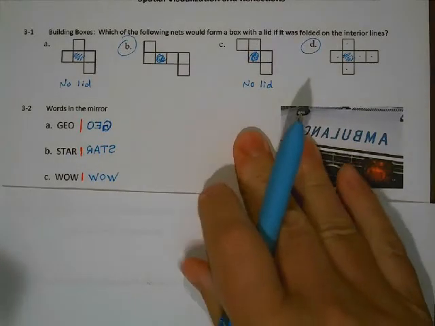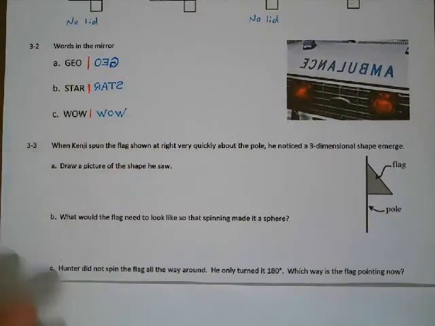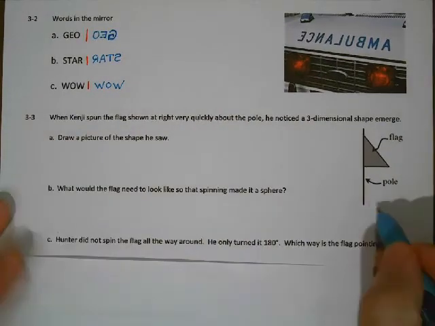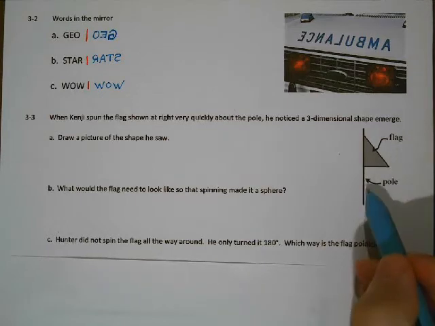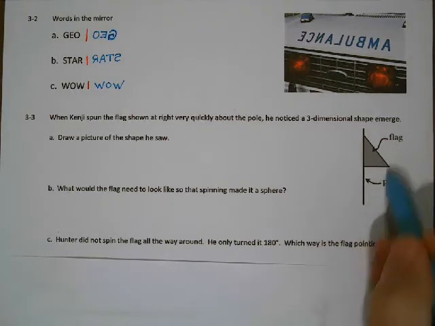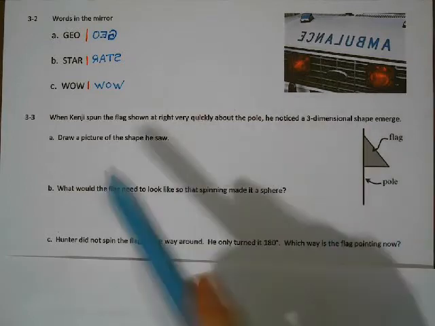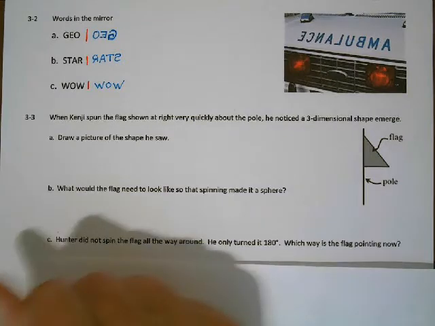All right, let's move on to problem 3-3. All right, so this is a visualization problem. So we've got a flag. So this kid Kenji, he's got this pole, and then there's a flag on top of the pole. What Kenji is going to do is he's going to spin this pole really quick. So the flag is going to move around and around the pole. And when he spins that really quick, it's kind of like when you shake a pencil or something like that. It looks like it's in several places at once. That's what this is going to look like.